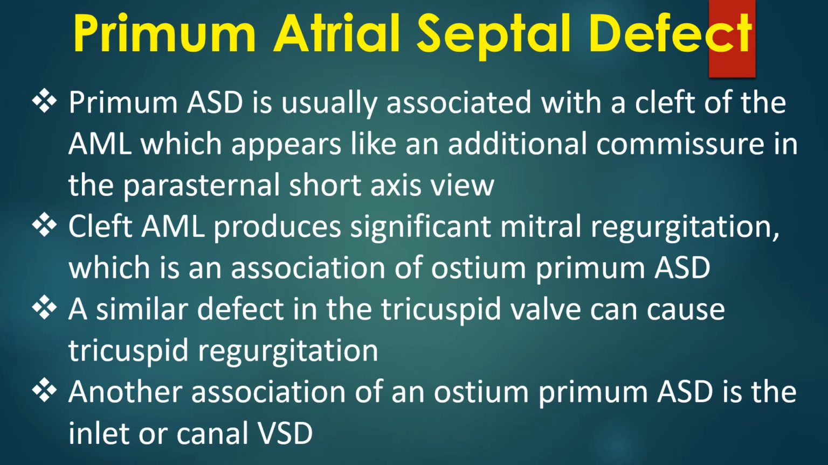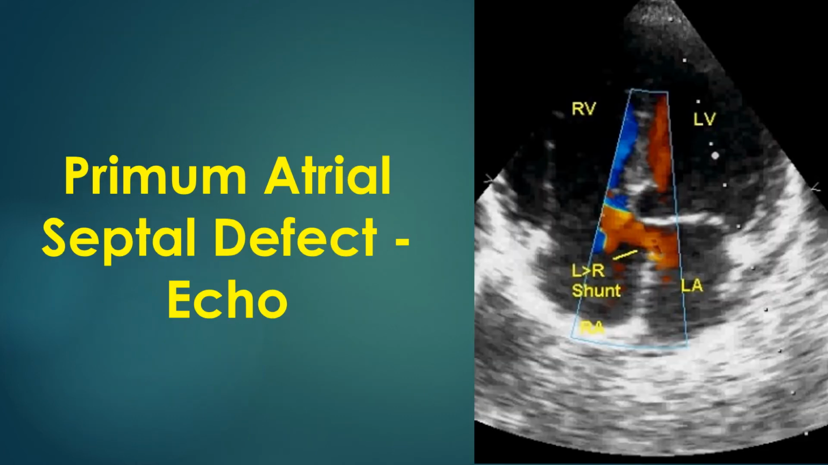Cleft AML produces significant mitral regurgitation, which is an association of ostium primum ASD. A similar defect in the tricuspid valve can cause tricuspid regurgitation. Another association of an ostium primum ASD is the inlet or canal VSD. Color Doppler echocardiogram showing left to right shunt in ostium primum ASD.